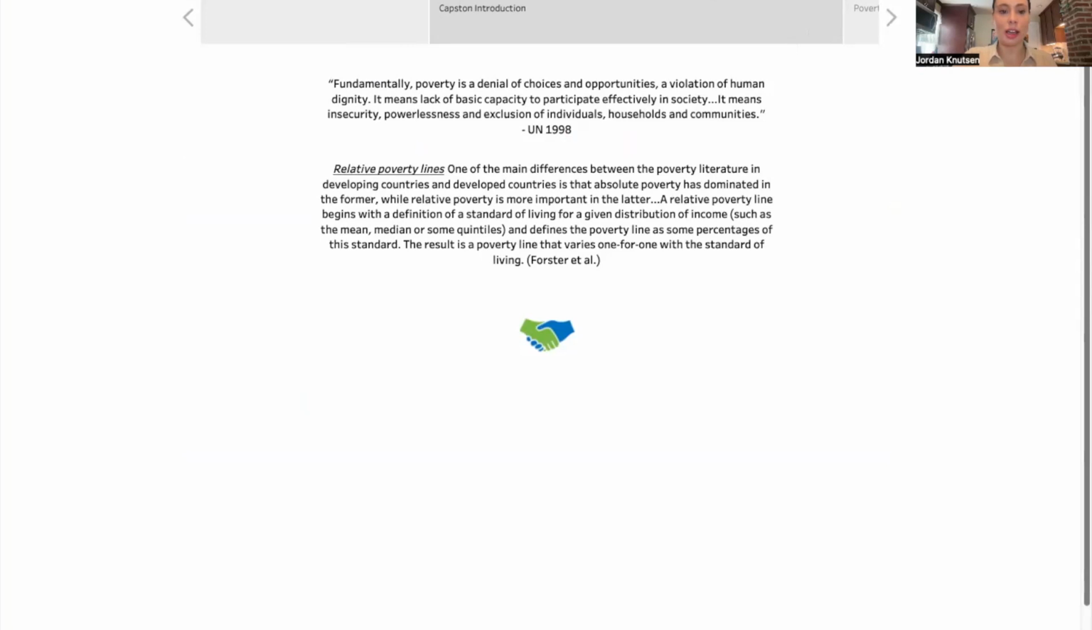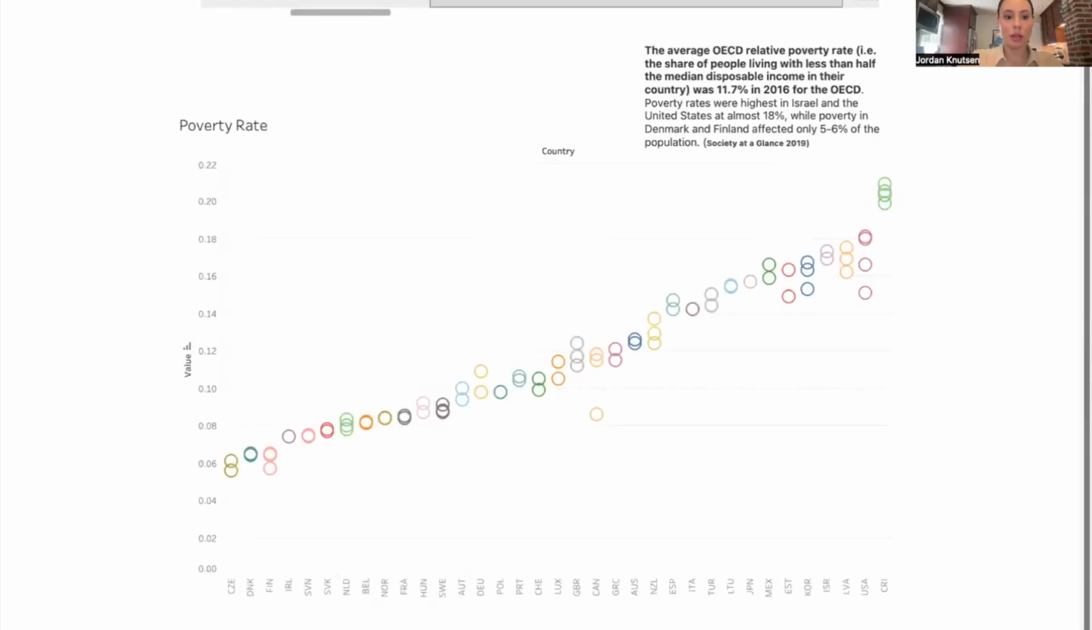The second is the definition of relative poverty lines, which can help us to understand poverty in relation to a standard of living. This slide shows poverty rates within the OECD. A poverty rate can be defined as the ratio of the number of people whose income falls below the poverty line, taken as half the median household income of the total population.